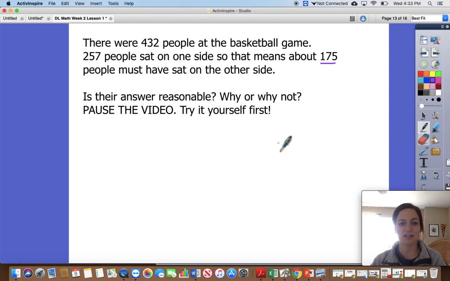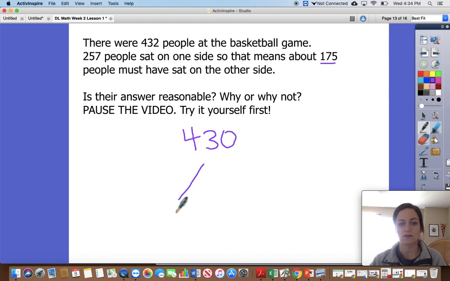All right, so let's try it. There's 432 people in all, so I'm going to round that to the nearest 10. 432 is between 430 and 440. We're looking at the 2 to tell us if we're going to go up or down. 2 is less than 5, so I'm going to round down. So 430 is the total amount of people at this basketball game.